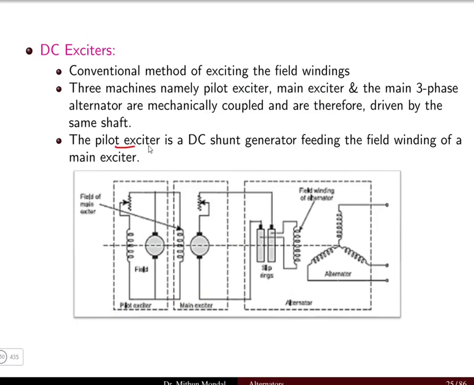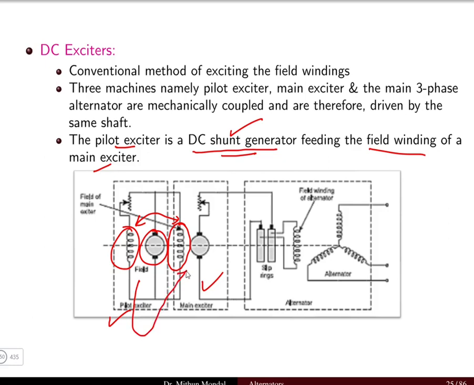The pilot exciter is basically a DC shunt generator. So we see the pilot exciter where the field winding is in parallel with the armature. It is the DC shunt generator which is feeding the field winding of the main exciter. So these two windings are there, one is for the DC generator and one is for the main exciter. So the DC shunt generator of the pilot exciter will excite the main field winding of the main exciter, and since it is located on the same shaft of the alternator, the excitation will take place.